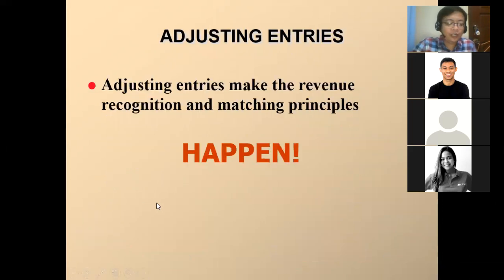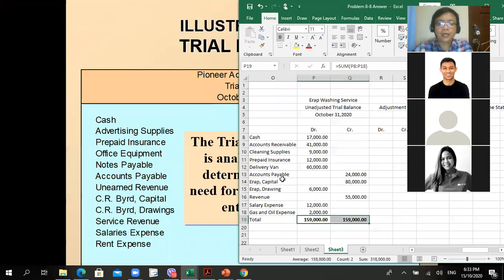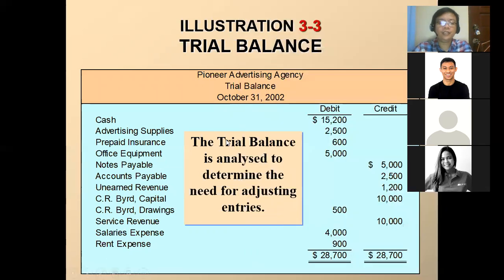That's why you have your adjusting entries. Why again? Because of the revenue principle and because of the matching principle. So this is what we used earlier. Sorry, it is not the same amount, but the same as what we did. The reason why we have this trial balance is in order for us to prepare the adjustments. So the trial balance is analyzed to determine the adjusting entries.